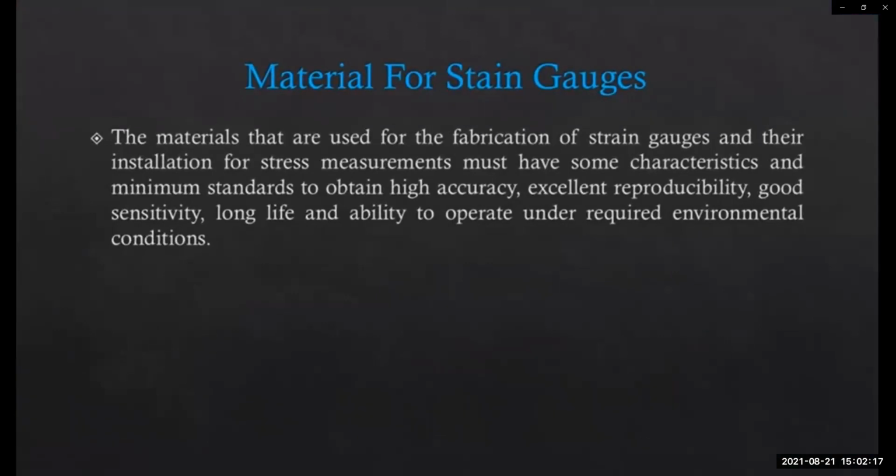Now, material for strain gauge. The materials that are used for fabrication of strain gauge and their installation for stress measurement must have some characteristics and minimum standard to obtain high accuracy, excellent reproducibility, good sensitivity, long life, and ability to operate under required environment conditions. So our measuring device should be very reliable.